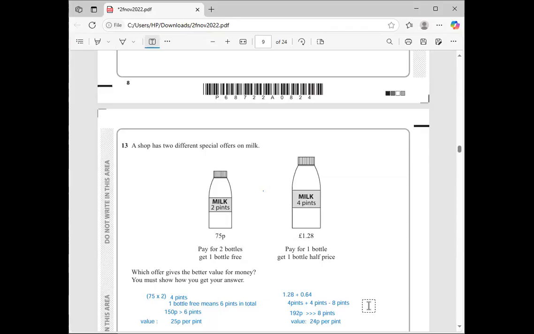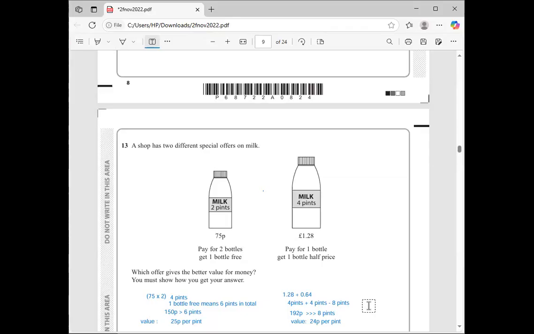Better value for money. So the question that we have to ask ourselves before we leave this question is this. Do we look at value for money from the perspective of the person who is selling it, or from the perspective of the person who is buying it? I think we should look at it from the perspective of the person who is buying it, right? Yes. What do you think?